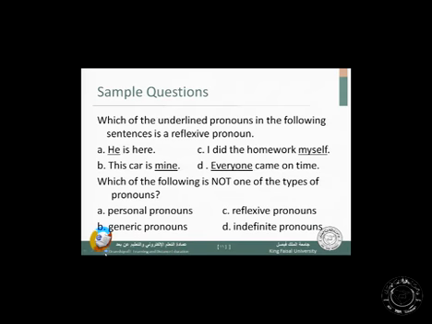So he is personal, mine is personal and it is possessive. Everyone is indefinite. It is an indefinite pronoun. But myself is reflexive, so C would be the correct choice in this sentence.